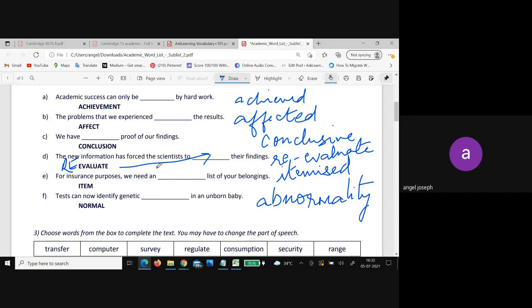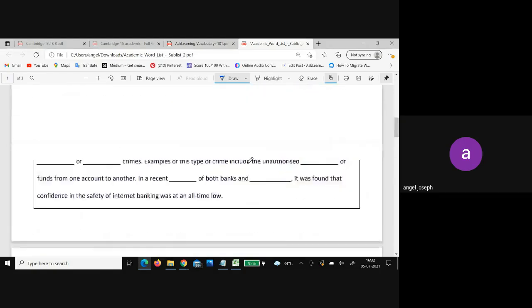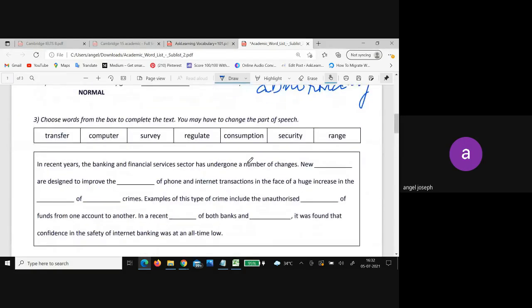New information, another wonder, scientists evaluate, not just that, reevaluate. They evaluated once more, reevaluate. Thank you so much for that. Good one. Okay. So let's quickly do this one also. After that, yes, the sublist gets over, so we'll do a few more tomorrow.